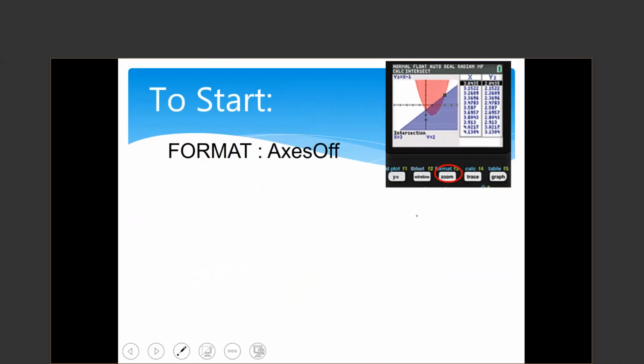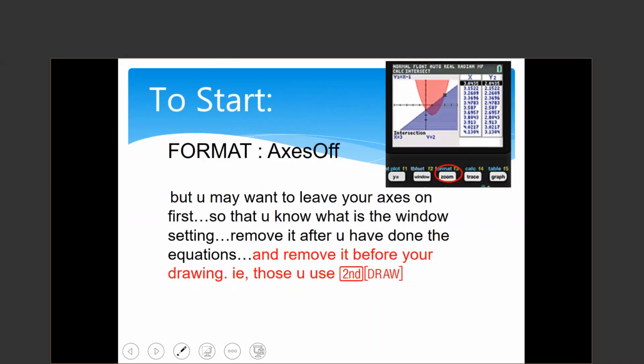It's important, because we are doing design, that you don't want the x and y axes to affect your design. So you may want to leave them on when you key in the equation, but remember to remove them after you're done with the equation. And very important, this part I will highlight again later on. If you are using any draw feature, that means if you are using second draw feature to do any drawing, you have to remove the axes before. If you remove them after, all your drawing will be gone also. I will remind you of this again later on.